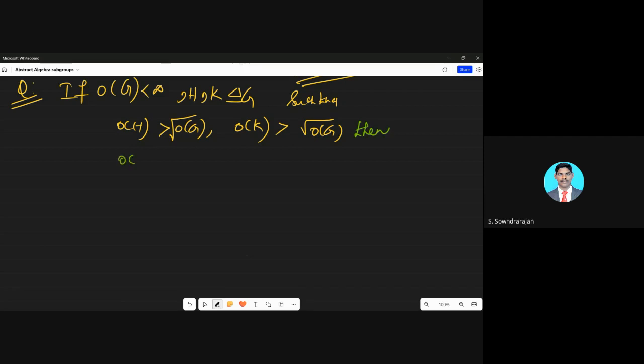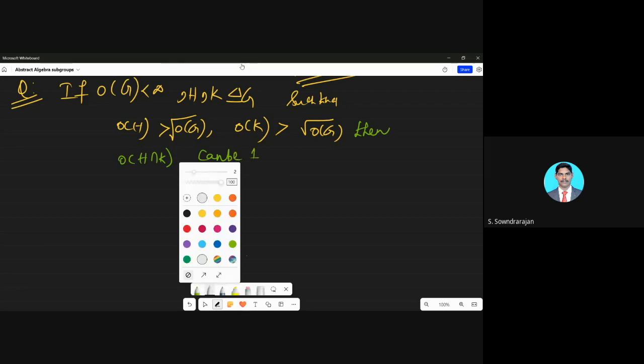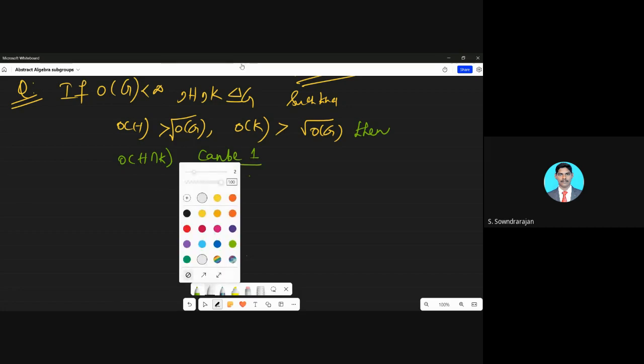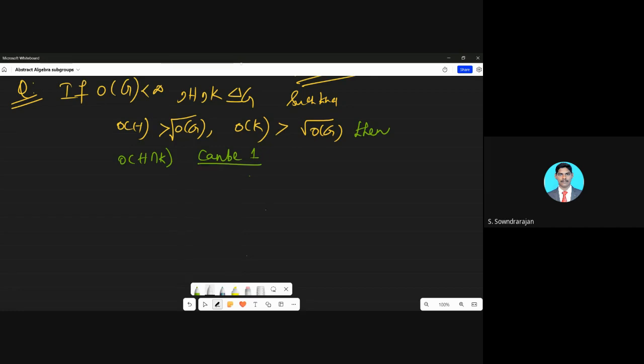the order of H intersection K can be 1. Yes, this is the question.